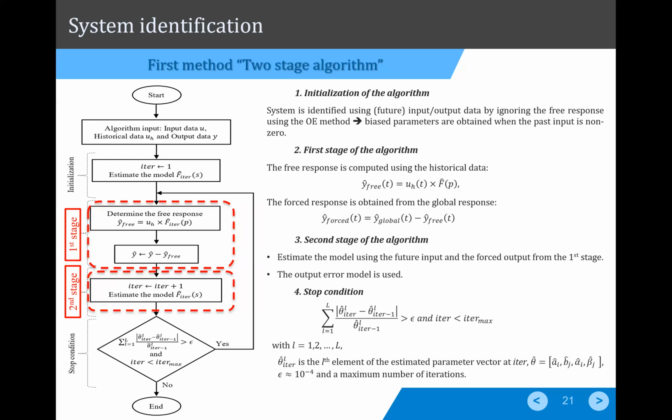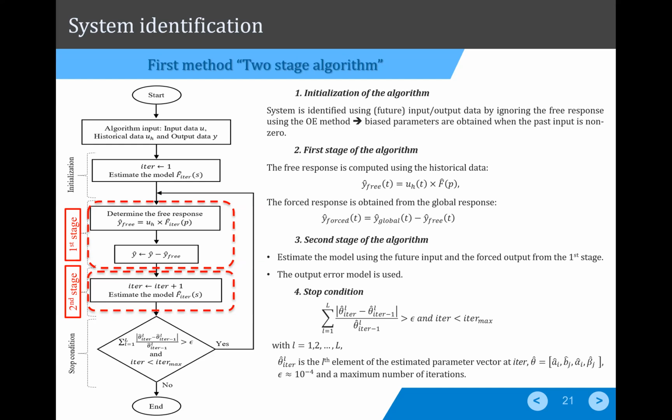So can I add something? Yes. So first of all, you initialize the model. From the initialized model, you can get the free response, even if it's wrong, an underestimation. Yes, you get the free response. If you have that free response, then you get the forced response, and at the end of the first iteration, you work on the forced response. Then you get another model.